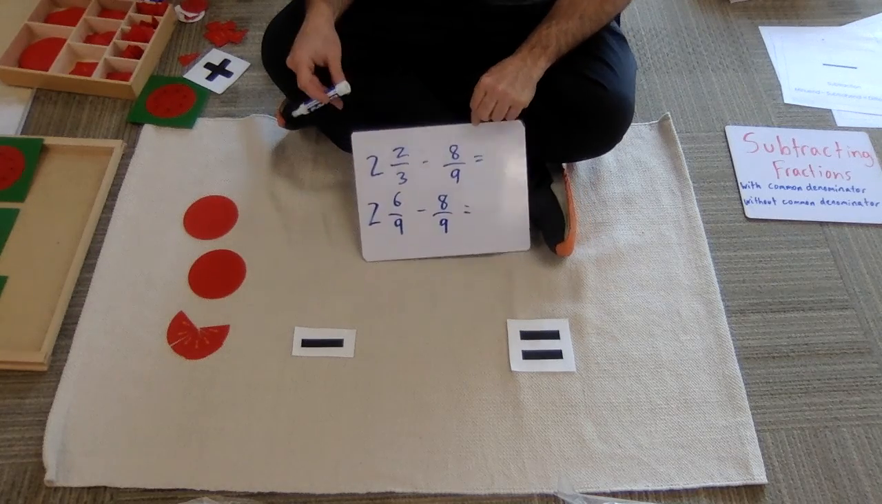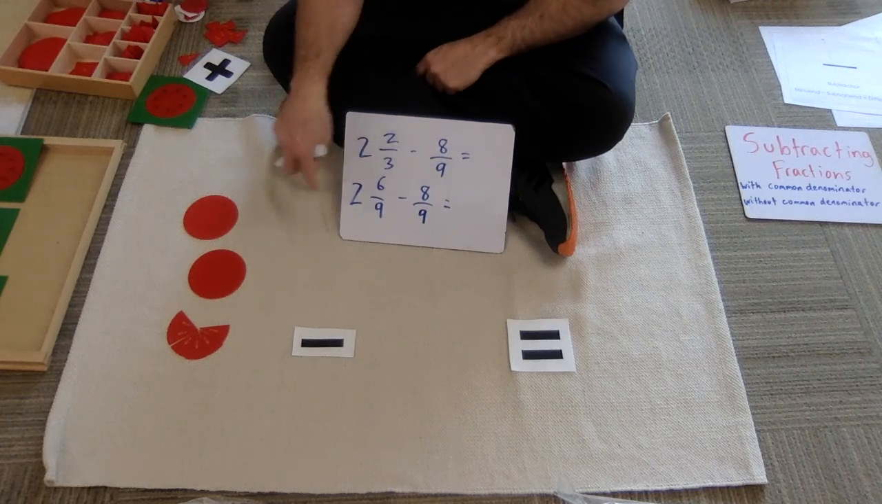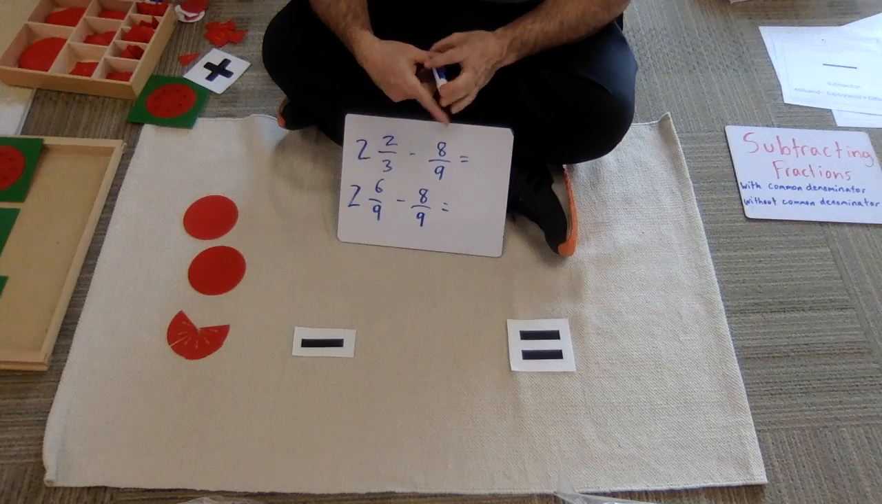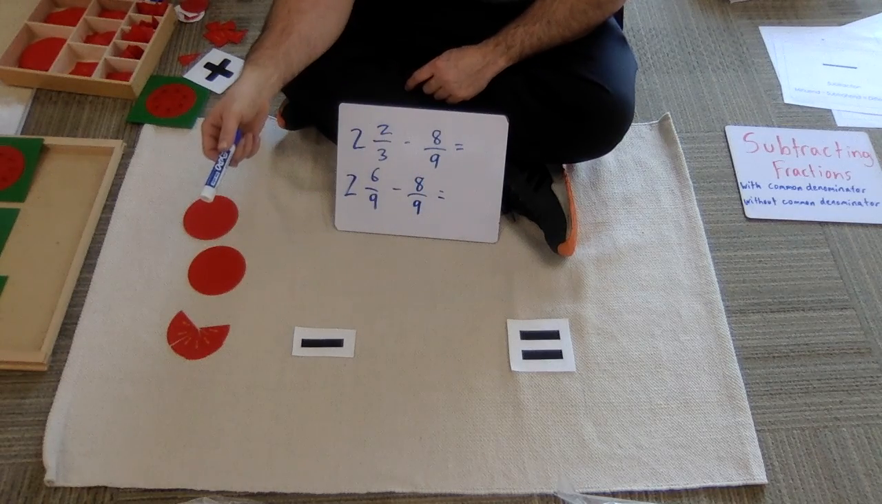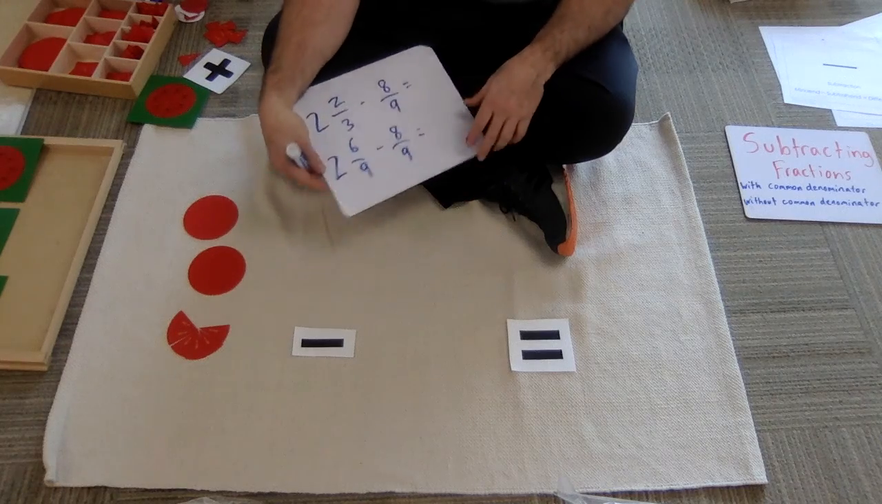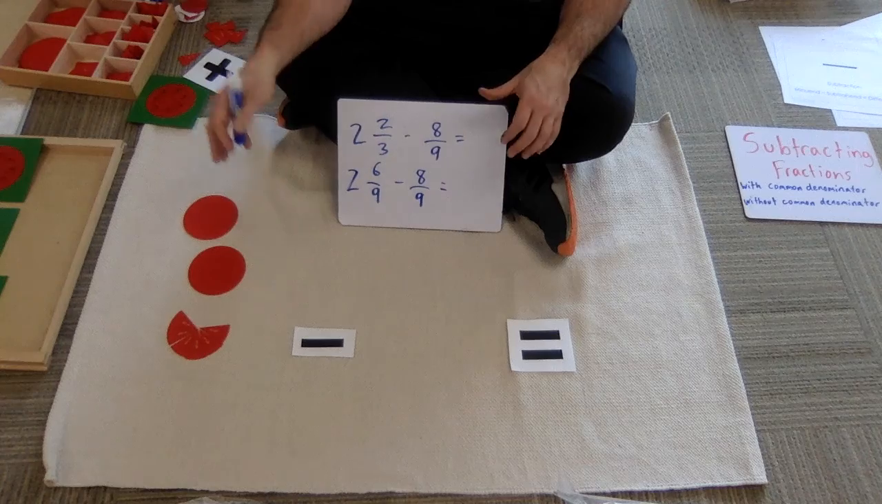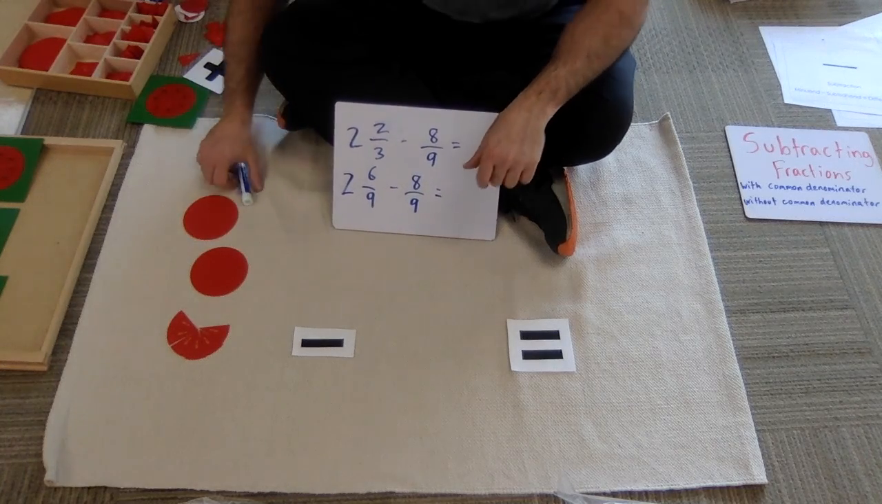It looks like we're going to have to break one of these whole numbers into 9ths so that we can take more 9ths away. We can take away the 6, but we still have 2 more to take. So I'm going to turn one of these whole numbers into 9/9, an improper fraction, and then we'll go from there.